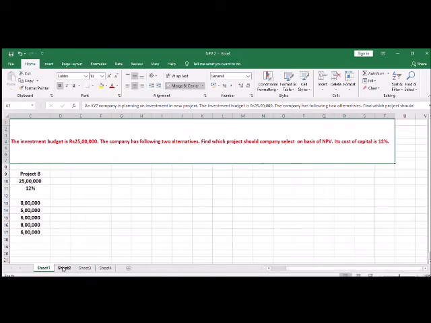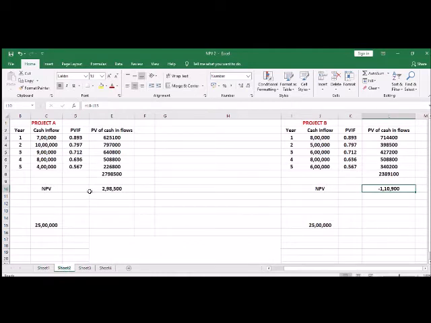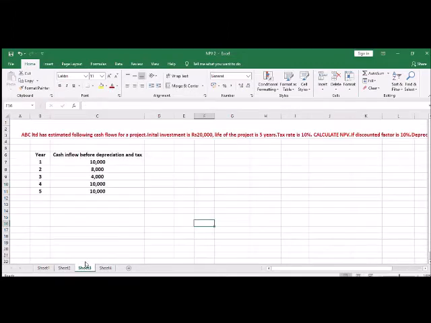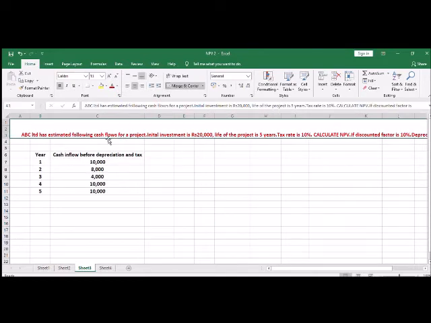We will solve one more example where we'll calculate the NPV where the cash inflows are given before depreciation and tax. Now as you can see in the problem, ABC has the following cash flows for the project. Initial investment is 20,000, and life of the project is 5 years. The tax rate given is 10%, and we have to calculate NPV, and the discount factor is also 10%. And the point to be noted here is depreciation is done using the straight line method. So the year and the cash inflows before depreciation and tax are given. So now let's calculate.